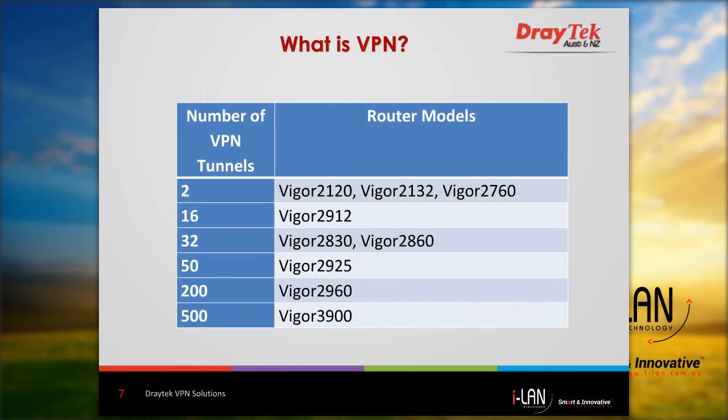And here we've got a list of the DrayTek routers that support VPN tunnels. So you can see the number of VPN tunnels supported is determined by the router model. VPN tunnels start at two VPNs for the low-end routers, and as you can see from this table, the number of VPN tunnels available starts from 2, 16, 32, 50, 200 and up to 500 VPNs for the 3900 router. And many businesses will select a suitable router for their business based on the number of VPN tunnels that are required.